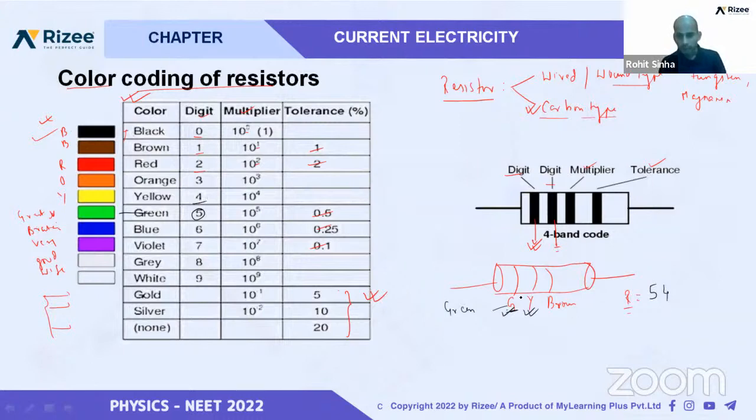These first two bands give the value of the first two digits. The third band gives you the multiplier value. Brown, see the brown here, is 10 to the power 1. The fourth one shows the tolerance. There is no tolerance band, that means no color. Tolerance for no color is 20%, that is, we can write plus minus 20%. In this way, you can write the value of resistance of any carbon resistor.